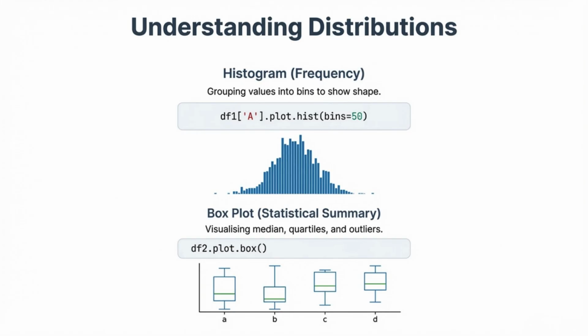Now we use a box plot to analyze spread and detect outliers. tips['total_bill'].plot.box(). The box plot shows the median value, the quartiles, and any outliers beyond the normal range. Outliers appear as dots outside the whiskers. This is useful because restaurant bills may have extreme values.